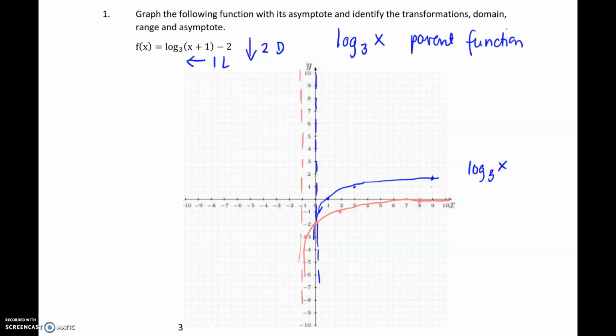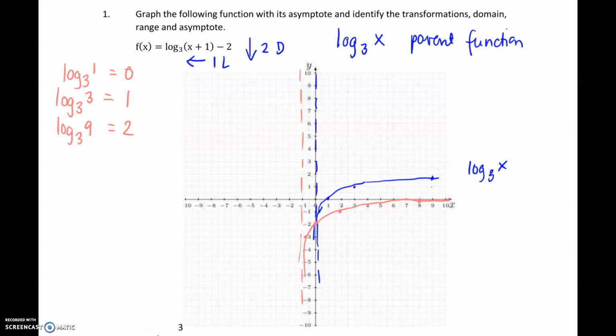So you can start by graphing log base 3 of x, which is the parent function, and then just move it 1 to the left and 2 down. Or, like what we were doing in class, we were looking for the points that are going to give us whole number solutions. For example, log base 3 of 3 is equal to 1. Log base 3 of 1 is equal to 0. And log base 3 of 9 is equal to 2.